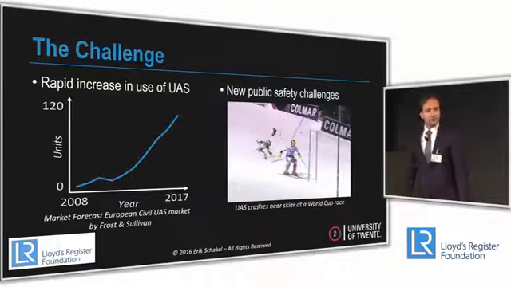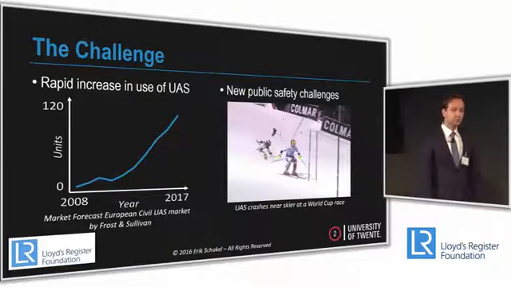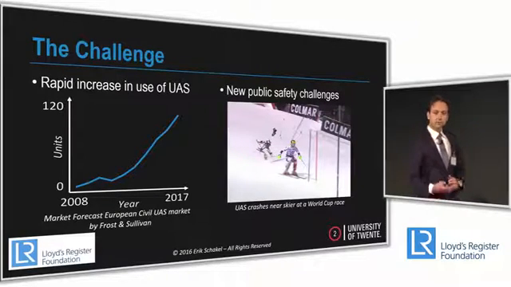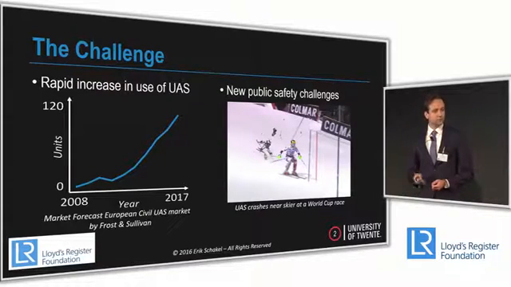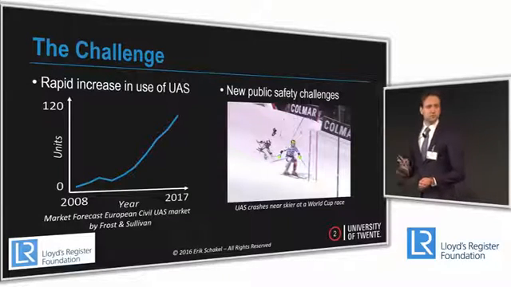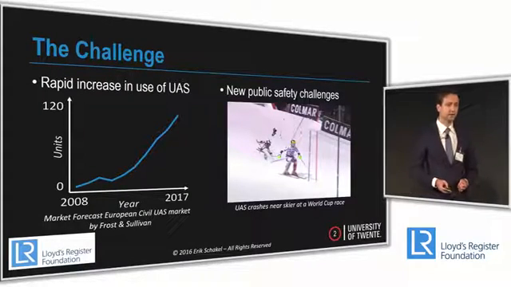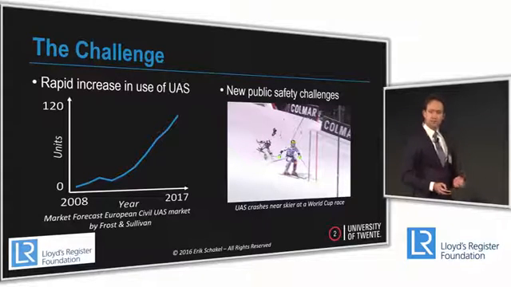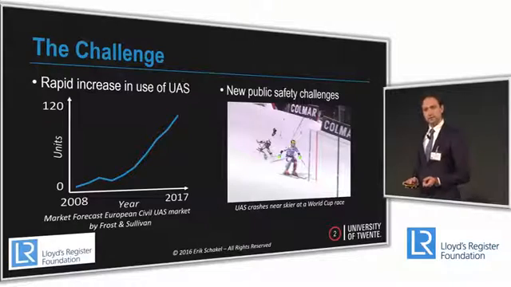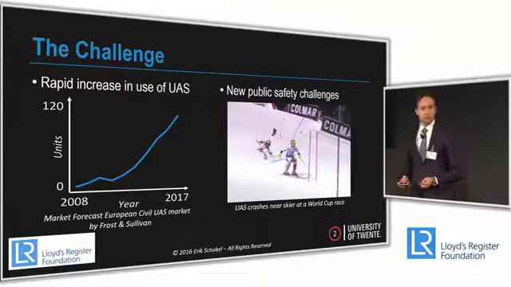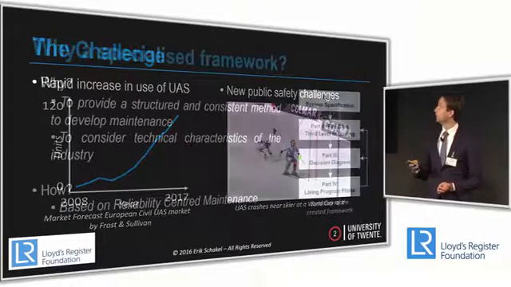Currently, there's a rapid increase in the use of UAS, both commercially and by hobbyists, which raises new public safety challenges. One of these challenges is the need for a proper maintenance program to avoid potentially catastrophic consequences which arise if the UAS falls out of the sky due to system failure. The absence of strict regulations regarding maintenance and the absence of a specialized maintenance framework to cope with the unique nature of UAS design only add to this challenge.